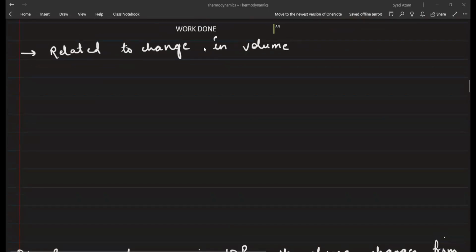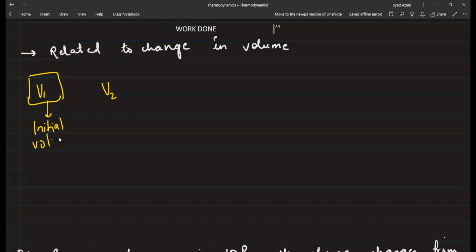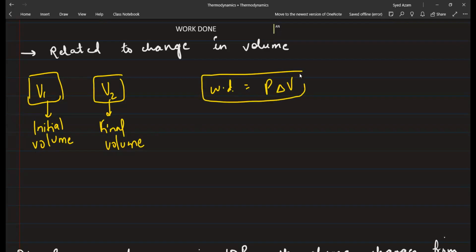Okay, class. Coming to the work done. So this is related to change in volume. Means there is an initial volume and a final volume. Let's say V1, this is the initial volume, and this V2, this is the final volume. So work done is P delta V. Remember this formula for work done.